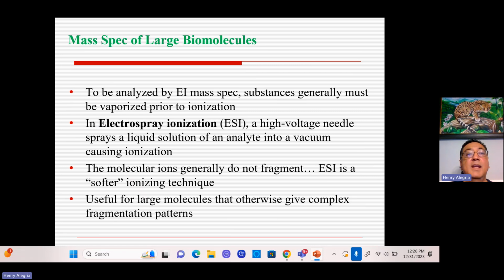I mentioned that earlier. An example of that is electrospray ionization. What happens is here, a high voltage needle is going to spray a liquid solution of an analyte into a vacuum, and that causes the ionization. It's a much softer technique, which means that not all of your parent ions are going to fragment to give the fragments that we analyze. This, for example, is used a lot in protein chemistry, because in protein chemistry, we're interested in understanding the structure of the entire protein as well as in the fragments that we actually get from that.